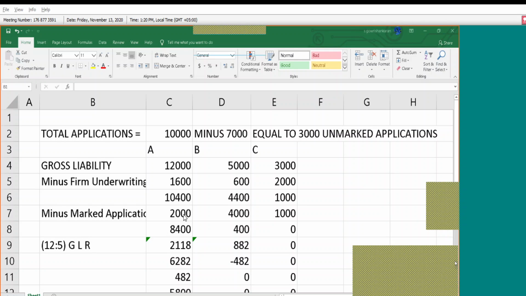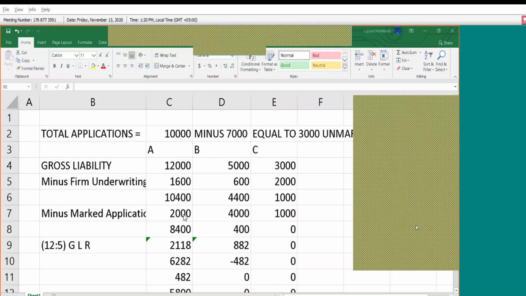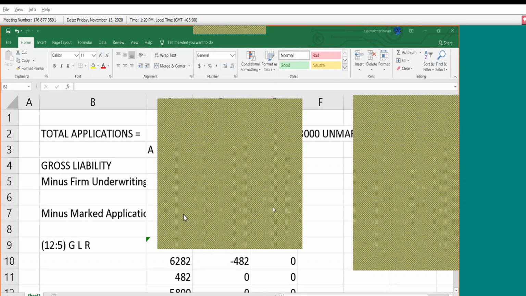Yes, sir. Yes. From Sanju, Shweta. So we will move to the next problem then.